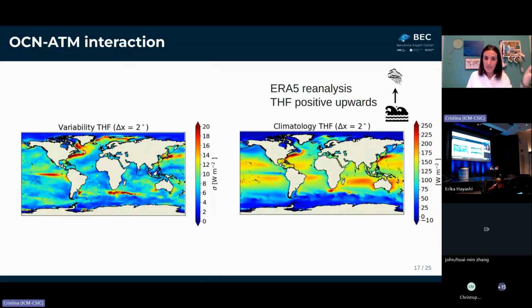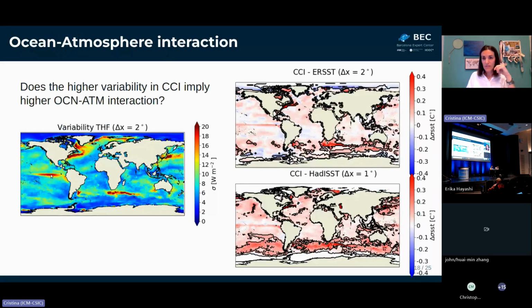So this is now on the left the variability of the turbulent heat fluxes. And as you can see, this structure is kind of the same as the one that we saw in the difference, except in the Pacific, the El Nino region, where, if you may recall, we didn't have this difference. I just put it here as a reminder that in the El Nino region, we don't have this significant difference in the variability.